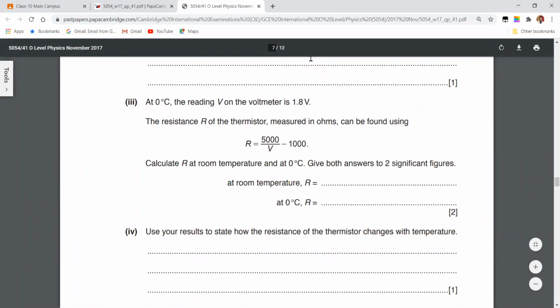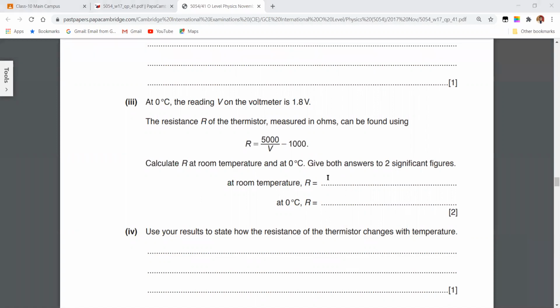So what is the reading coming? 5000 by 2.8, and then 5000 by 1.8. Okay, then find it. And you have to convert it to two significant figures. Whatever you are getting, it should be two significant figures.